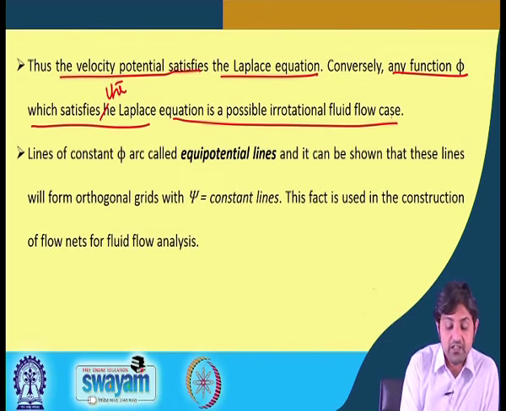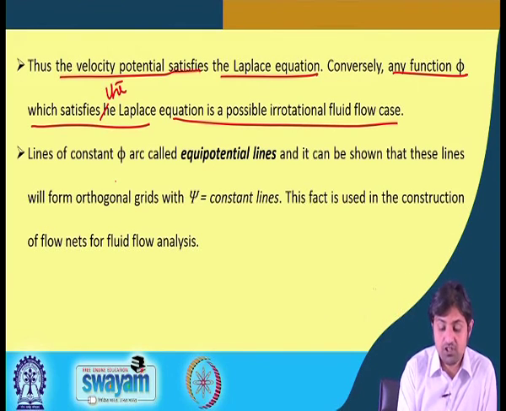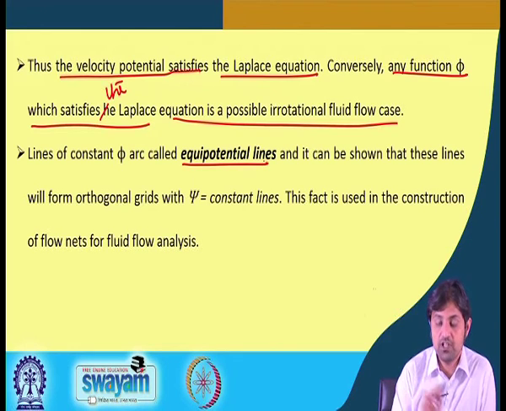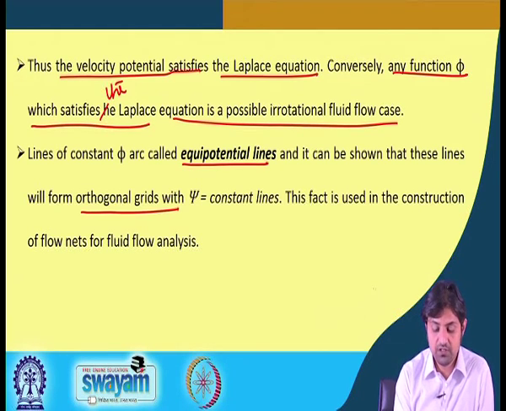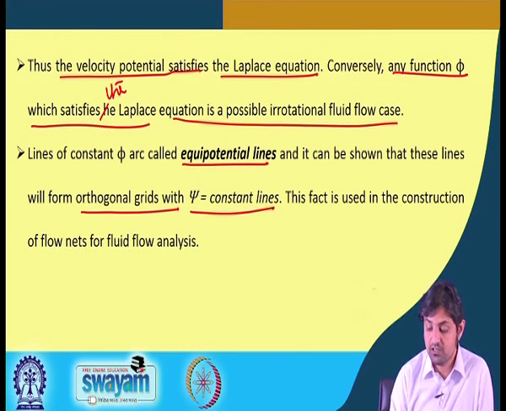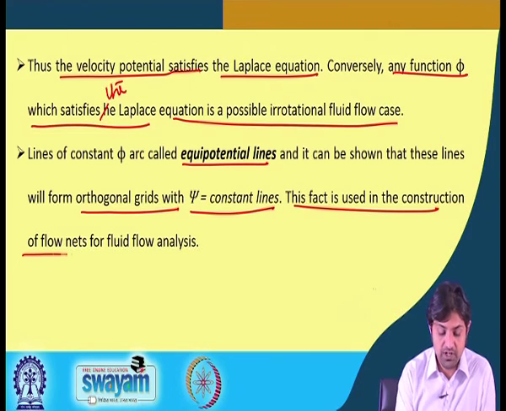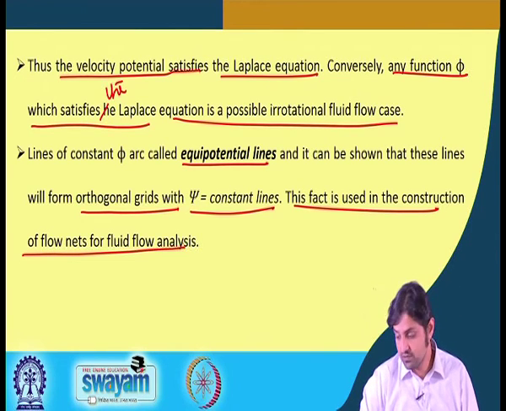Lines of constant phi, the velocity potential, are called equipotential lines. This is again an important concept, and it can be shown that these lines will form orthogonal grids with psi equal to constant lines. This fact is used in the construction of flow nets for fluid flow analysis. We can talk about it more later.